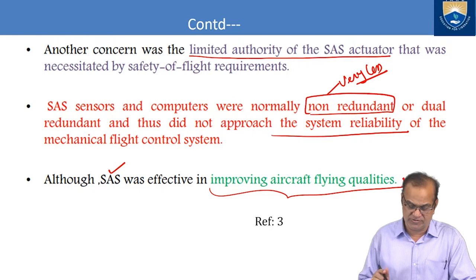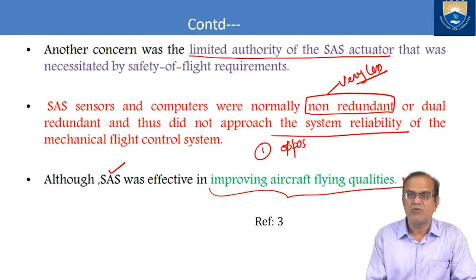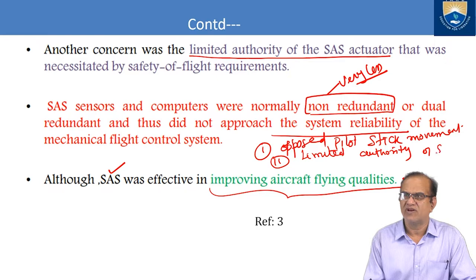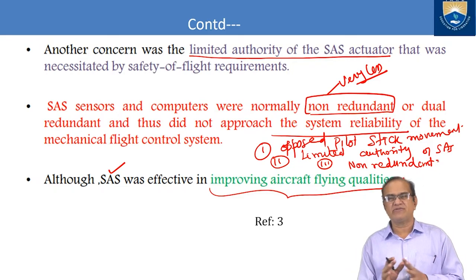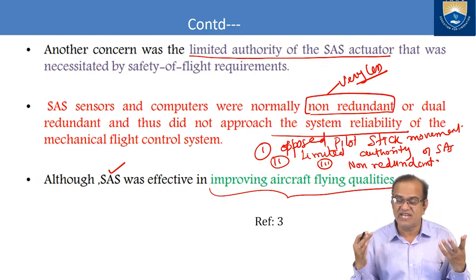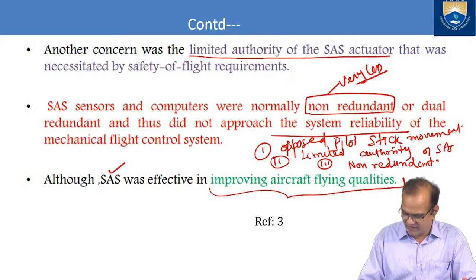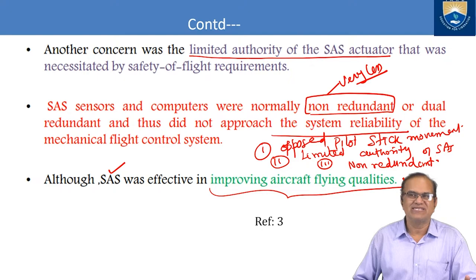So these are three problems. The first problem is opposed pilot stick movement. It is restricted. The second one is limited authority of SAS, and the third one is non-redundancy. These three problems were existing, but there was a very good thing: the flying quality was improved. A good flying quality of the aircraft can be achieved by this type of augmentation system.